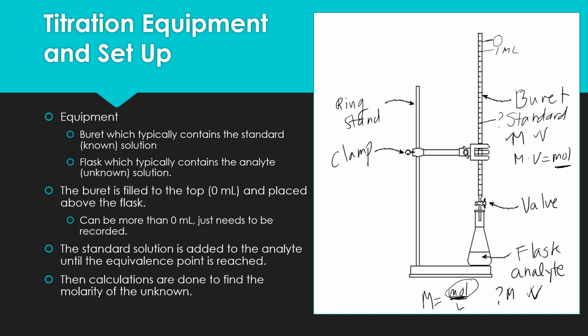The way this is set up is we would have our burette with our standard solution and our flask with our analyte typically, and we would start opening that valve and adding the standard solution to the analyte. We do that until the equivalence point is reached. We'll talk about on the next slide what that equivalence point is and what it looks like. Then we do our calculations because we'd be able to read our final volume and find moles of our standard solution. We could then do our calculations to find the molarity of the unknown.